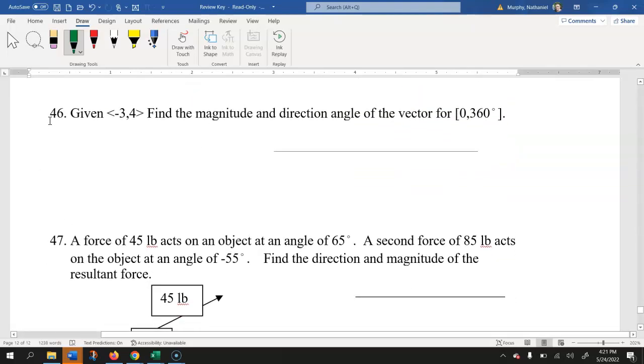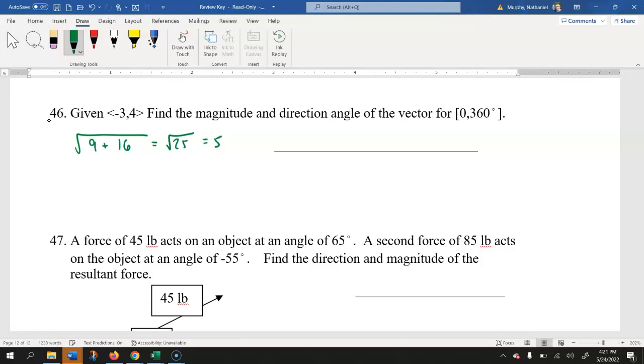So here it says find the magnitude and direction angle of the vector between 0 and 360 degrees. All right, so to find the magnitude, take the square root of negative 3 squared, which is 9, and 4 squared is 16. And 9 plus 16 is the square root of 25, which is 5. So the magnitude is 5.